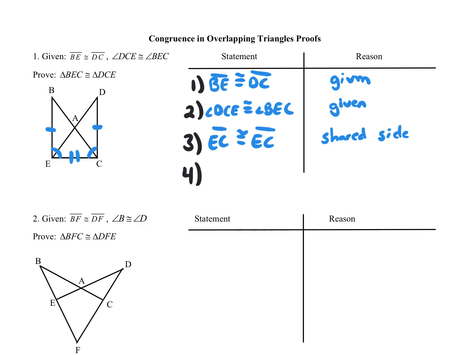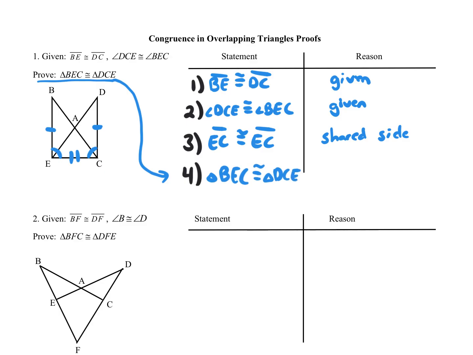Cool. We have one more statement to fill out. What was the thing we were trying to prove? That triangle BEC is congruent to triangle DCE. The triangles, right? So this proof statement is always going to be the last statement of the proof.